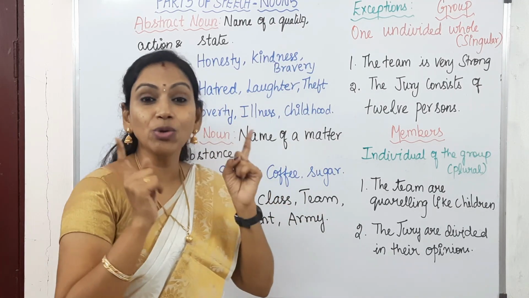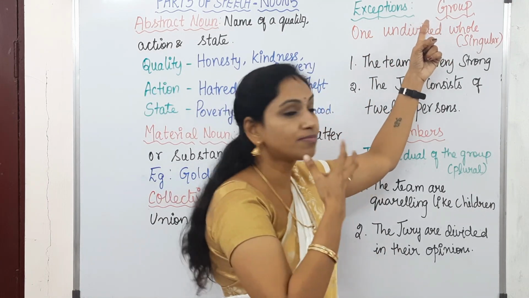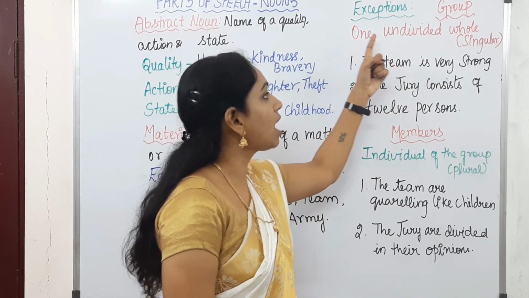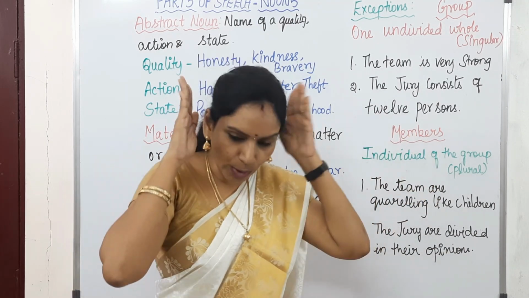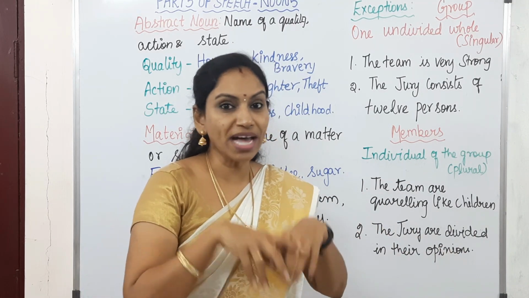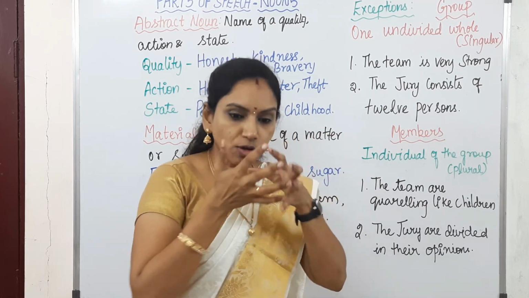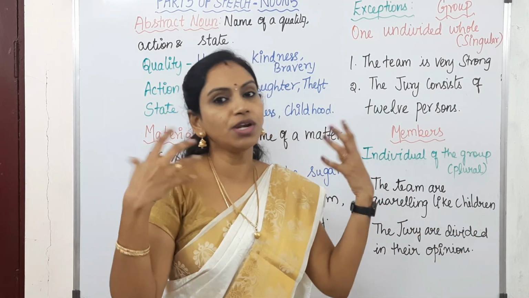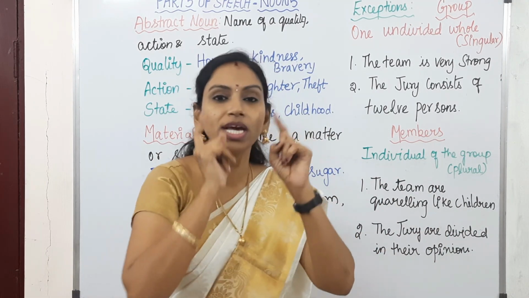But there are a few exceptions. What is that? If the collective noun is one undivided, wholesome group, you can't divide the group. It will exist in the group only. In such a case, you will treat that group as a singular noun. I'll repeat again. If a collective noun, a group, cannot be divided, and if you divide it, it will not function, then you will call that group a singular noun.